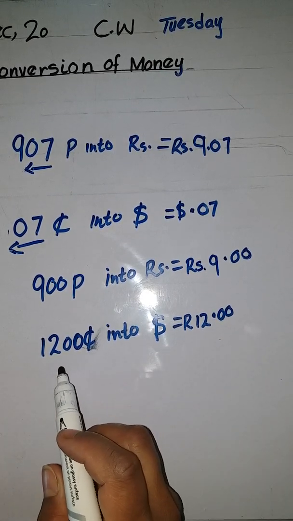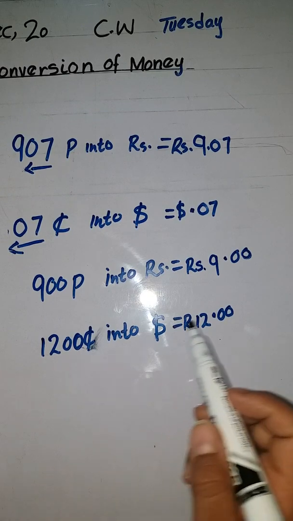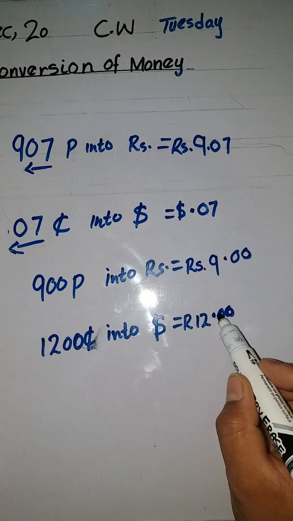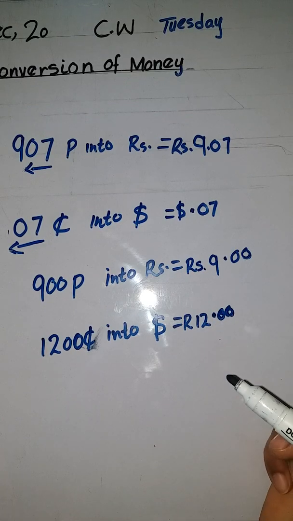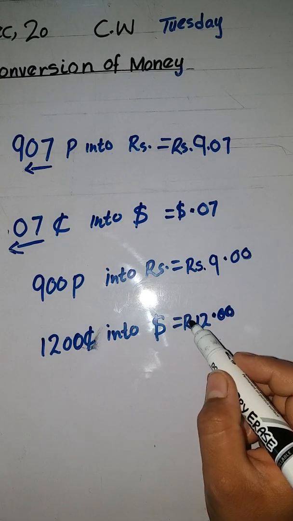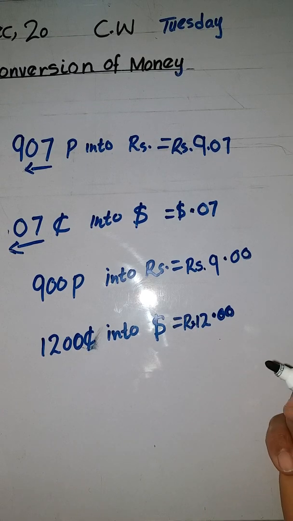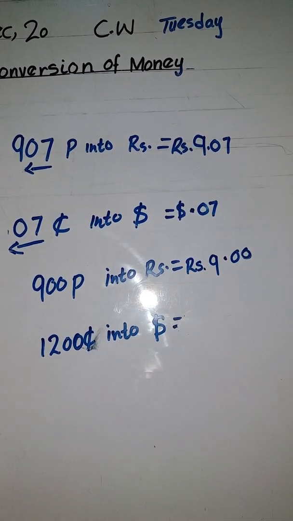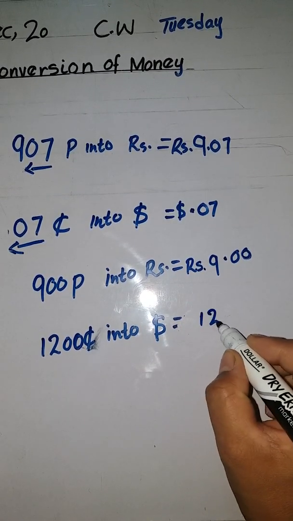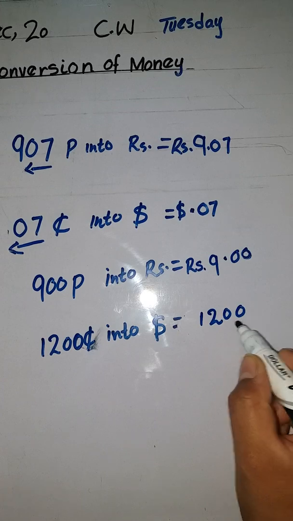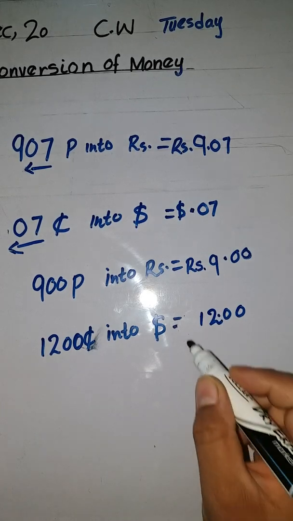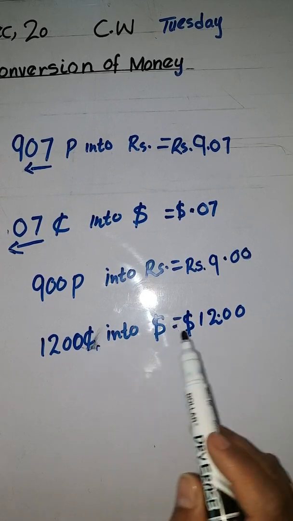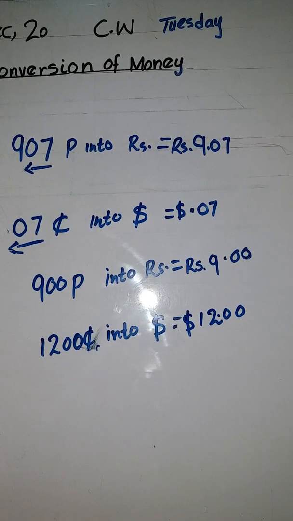Same in the case of cents. You have 1200 cents, you will write 1200 cents. After writing, you will start 2 digits from the right side, then place the point and write the dollar sign. What you have to do, you will write 1200, start from the right, count 2 digits left and place the dollar sign. This is the way to convert cents into dollars. Okay, grade 3.